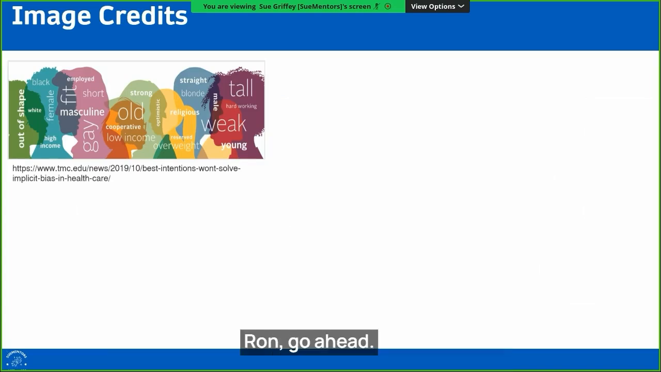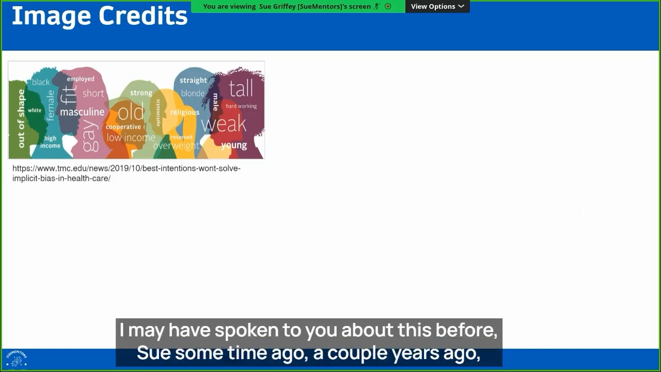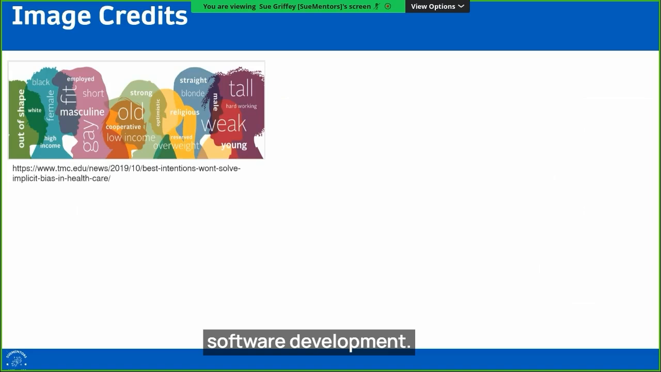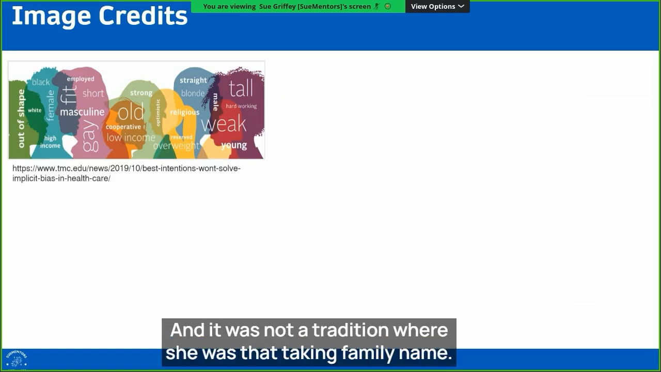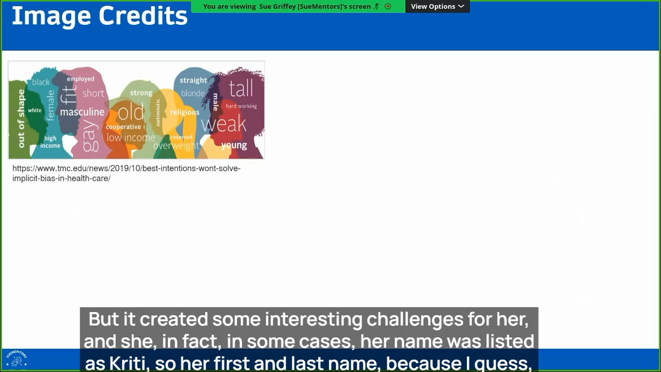Ron, go ahead. Yeah, I had an interesting experience. I may have spoken to you about this before, Sue, some time ago. A couple of years ago, I was working with a young woman from India who was in healthcare software development. She had one name, Kriti. I said, so what's your last name? And she says, I don't have one. It was not a tradition where she was of taking a family name. I don't quite understand the full story, but it created some interesting challenges for her.